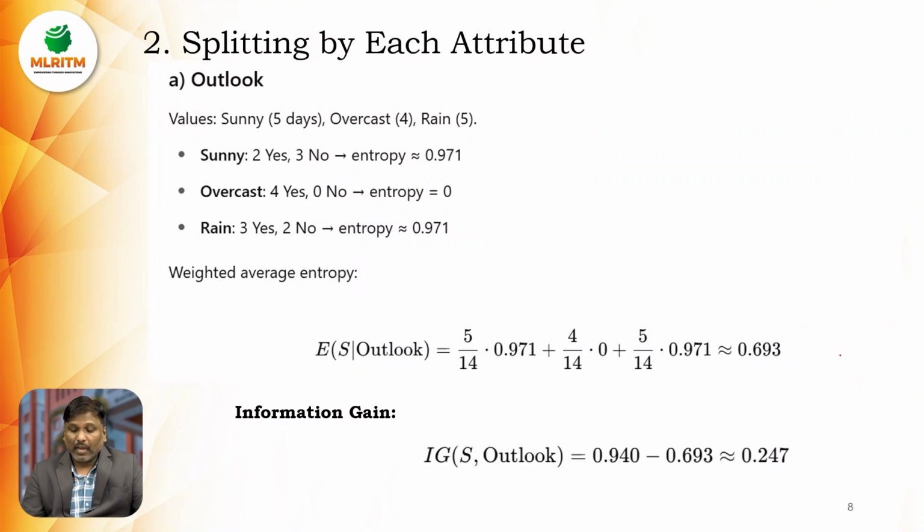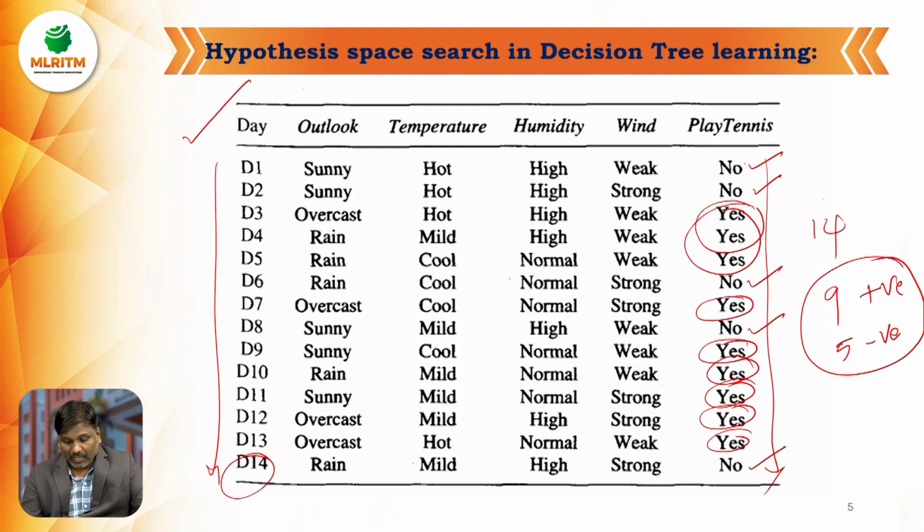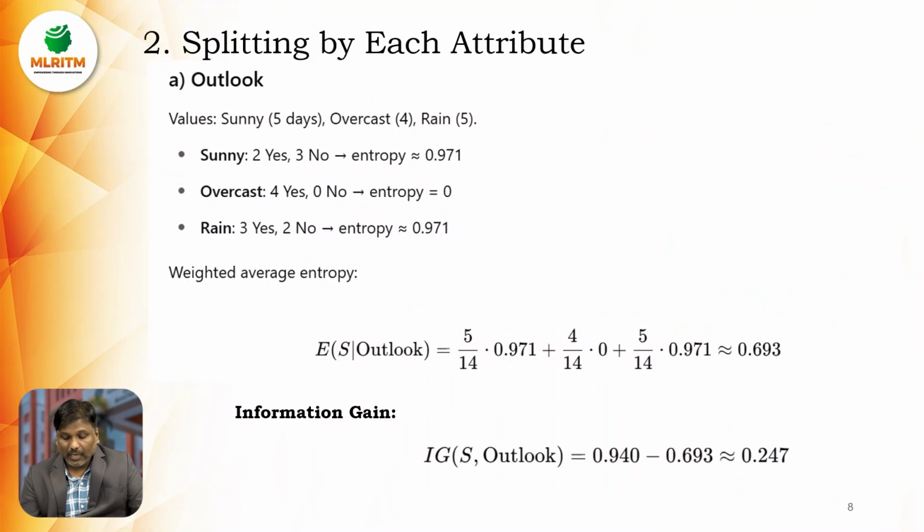Now I try to split on each attribute. So how many attributes do I have here? Outlook, temperature, humidity, wind. Okay, so here I have the four attributes. Now I try to split on each and every attribute. That means we have to measure the entropy and information gain for each attribute individually. So the first attribute is outlook.